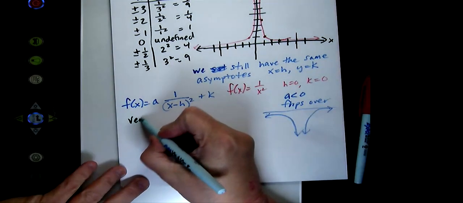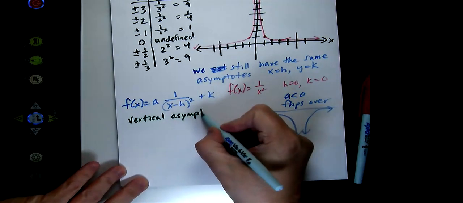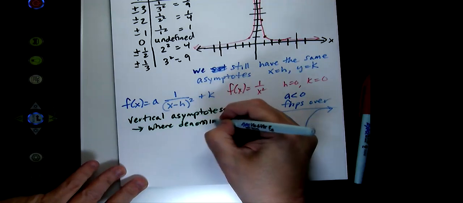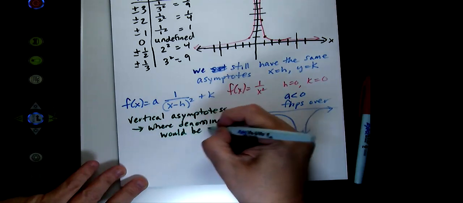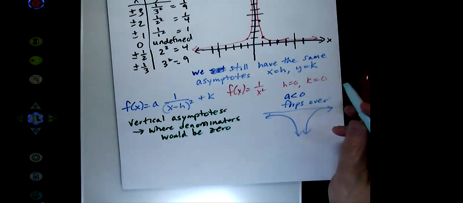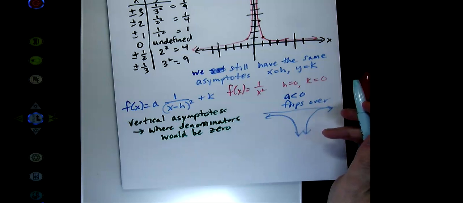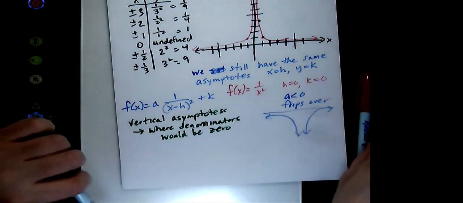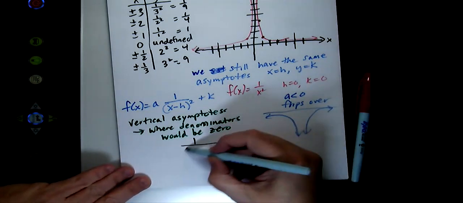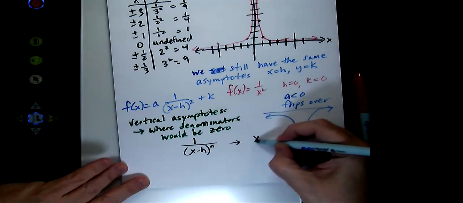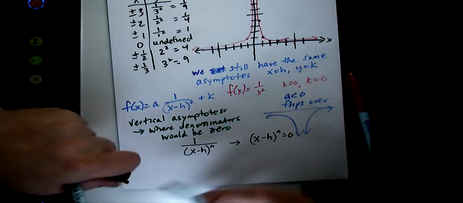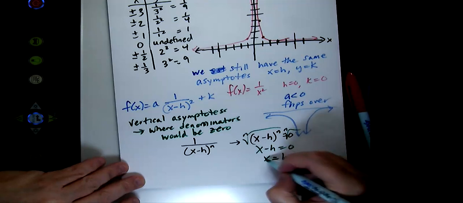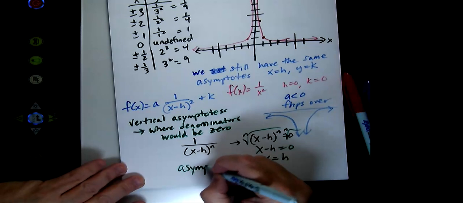So the vertical asymptote is, I said x equals h, which it is, but in general here, the vertical asymptotes are where denominators would be zero. It's going to happen with any power on the bottom. If you have x minus h to the nth power, you set x minus h to the nth power equals zero. Then you take the nth root of both sides. You get x minus h equals zero. You solve for x and you get x equals h. And this is a vertical asymptote.